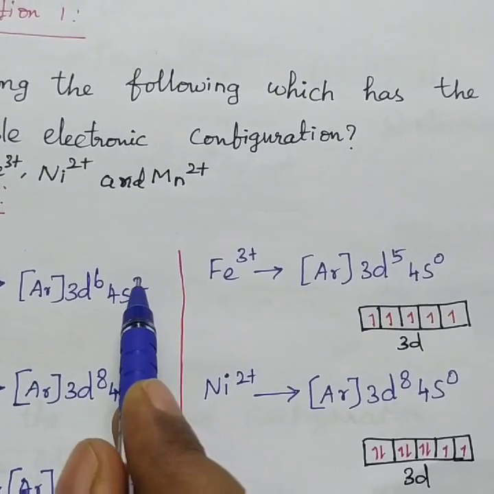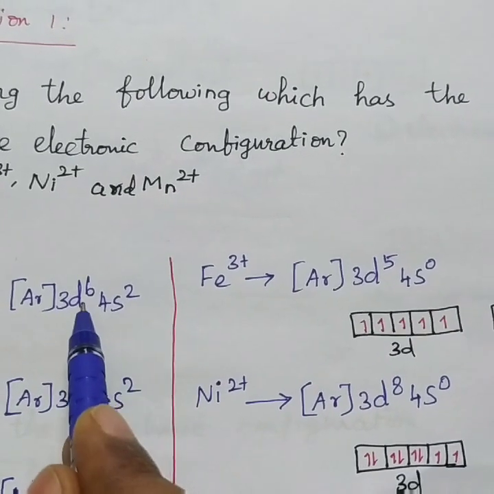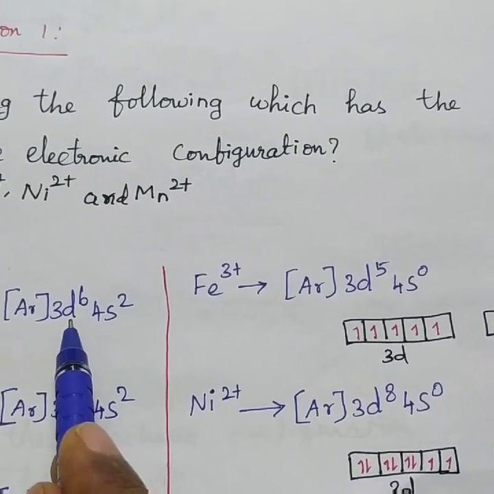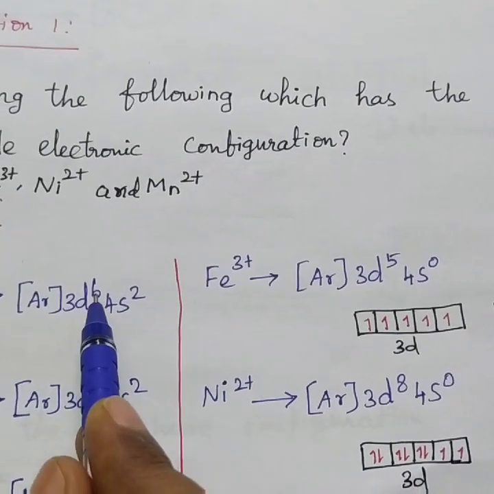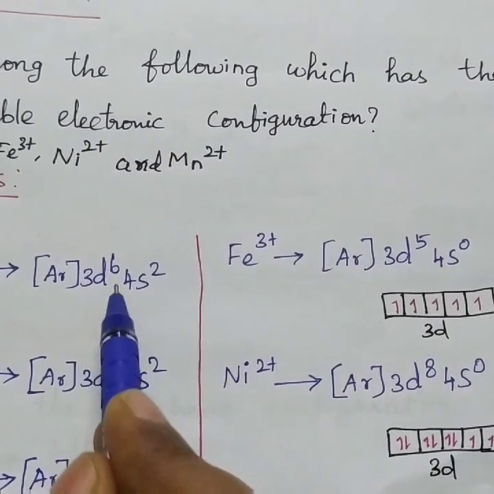If you write the 2 electrons here in 4s, that makes 20 electrons. The remaining 6 electrons you can arrange in the 3d shell, because the maximum capacity of the 3d shell is 10. So you can fill electrons until 10.